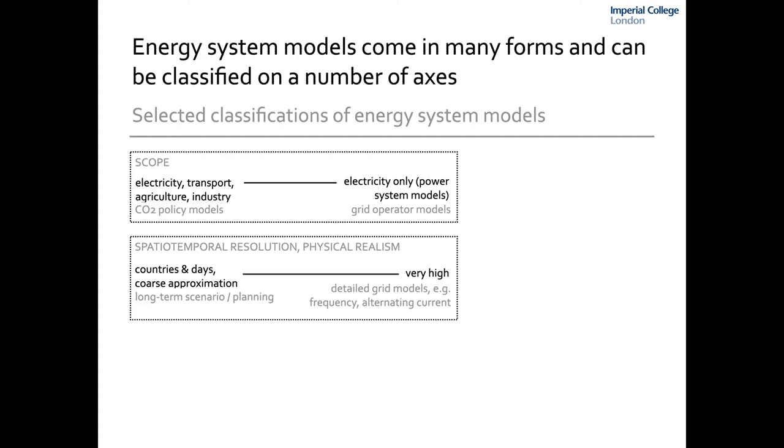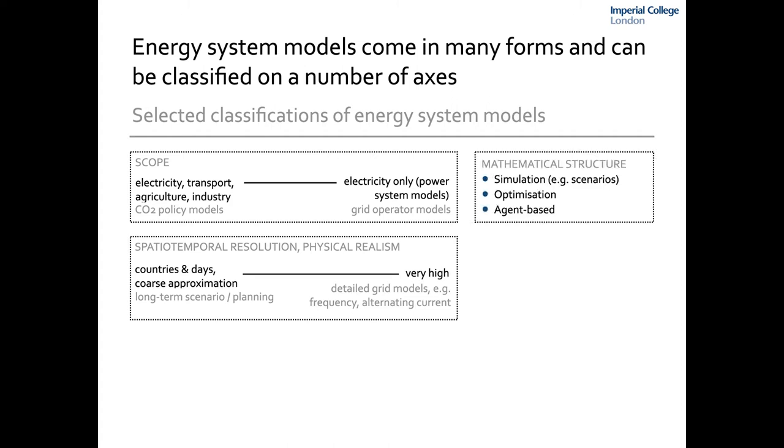We can also have a range of spatial and temporal resolution and physical realism. Long-term scenario or planning models might use one country per node and one day per time slice, whereas models of grid phenomena like alternating current or voltage stability might have very high spatial and temporal resolution and physical realism.